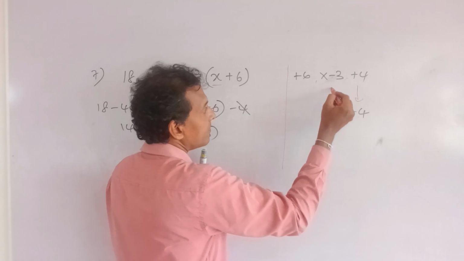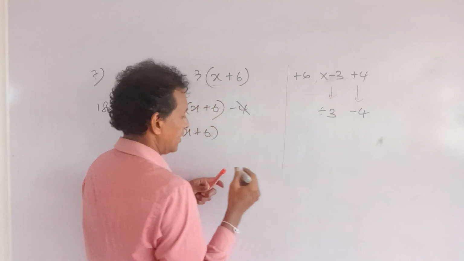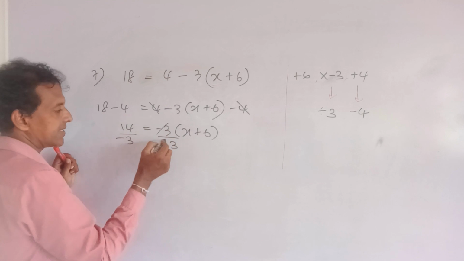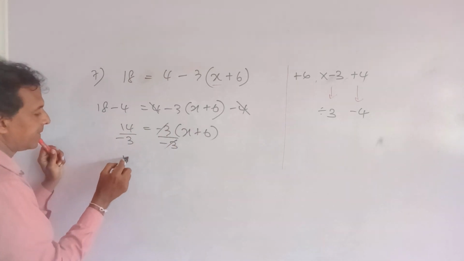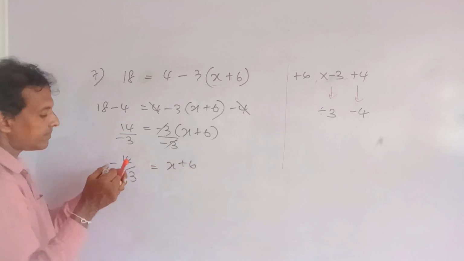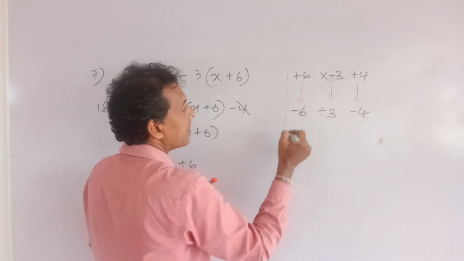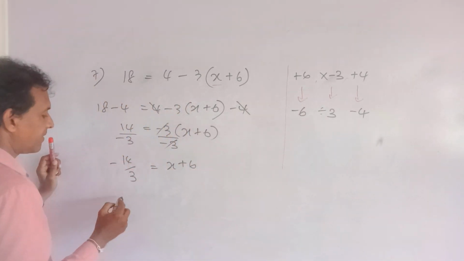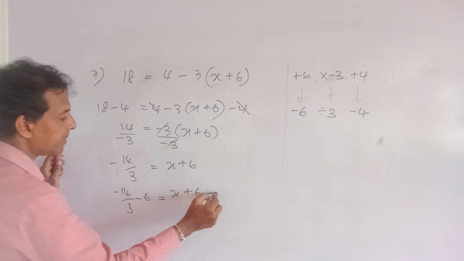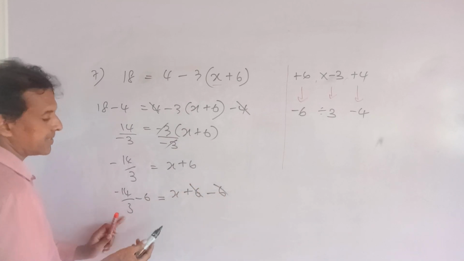Now the second operation, multiplied by minus 3, the inverse operation is divide by minus 3. You divide both sides by minus 3, so this gets cancelled. At this stage I just keep the fraction here: minus 14 divided by 3 equals x plus 6. Now the last operation, plus 6, the inverse operation is minus 6. Subtract 6 from both sides. Minus 14 divided by 3 minus 6 equals x plus 6 minus 6. These get cancelled, so we have minus 14 divided by 3 minus 6.